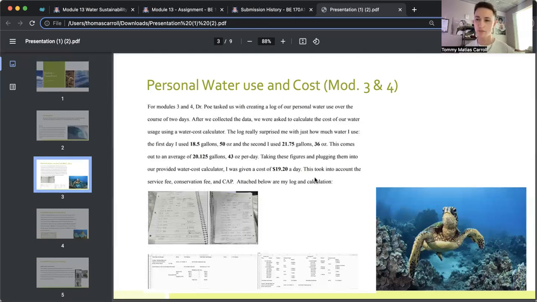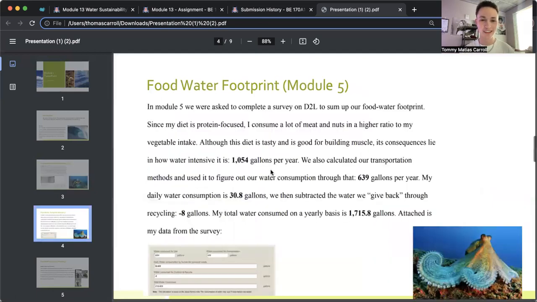Taking these figures and plugging them into our provided water cost calculator, I was given a cost of $19.20 a day. This took into account the service fee, conservation fee, and CAP, which is just how they broke up the cost for the different amounts of water you used. And I attached my log and my calculation below, as well as over the course of the slides, you'll be seeing cute pictures of sea creatures that I decided to throw in.